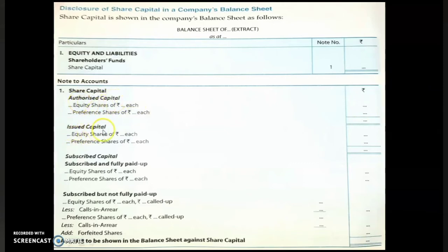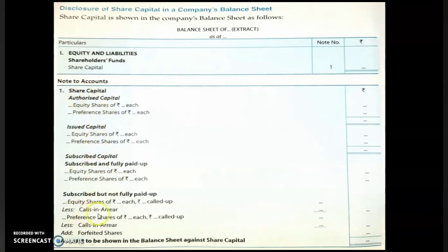Then comes issued capital. And under issued capital also, the two classes of equity shares and preference shares have to be shown. Then we have subscribed capital. Under subscribed capital, there are two more types of capital, that is subscribed and fully paid up, and subscribed but not fully paid up. You can see here the terms like paid up, called up, that we will discuss in the coming slides. Okay, so these are the classification of share capital.